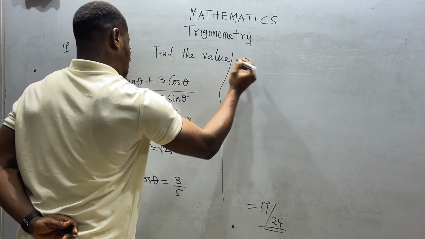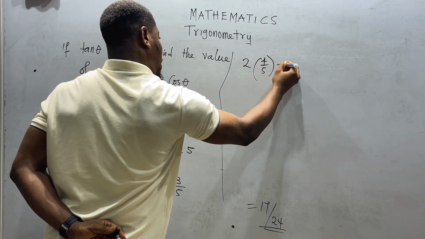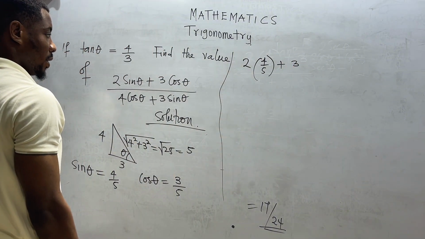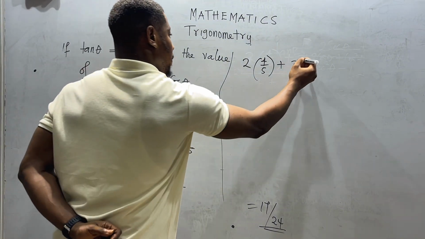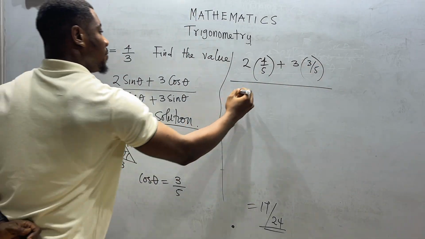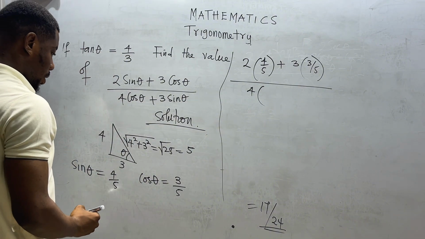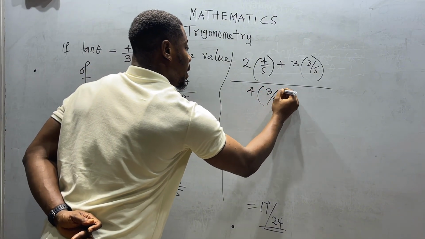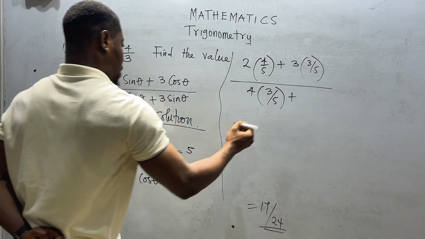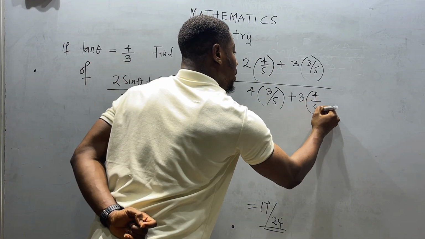So this gives me 2 where I see sine, I'll be having 4 over 5, plus where I see cos, I'll be having 3 over 5, divided by 4 into where I see cos again, I'll be having 3 over 5 there, and where I see sine again, I'm going to be having 4 over 5.